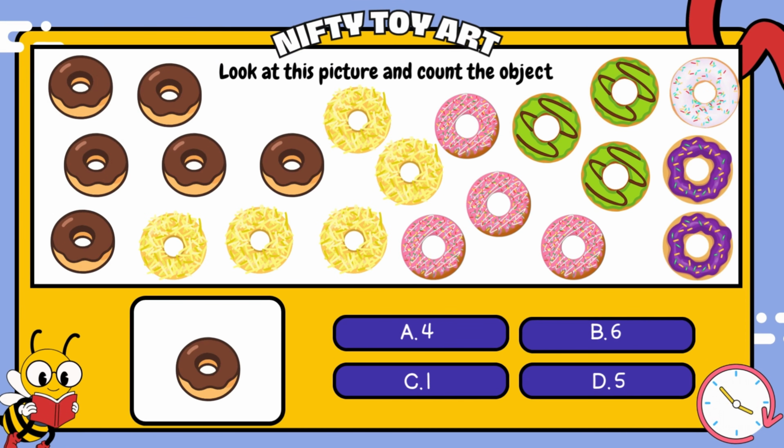And then, how much chocolate donut in this picture? That's right, 6 chocolate donut.